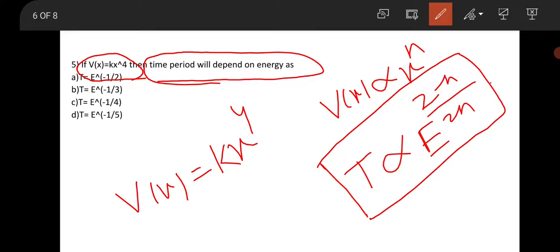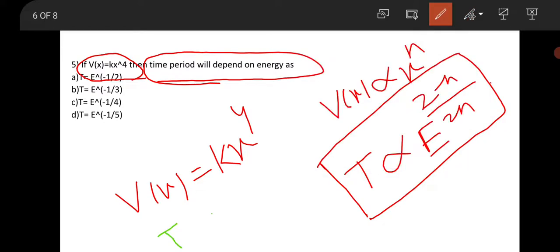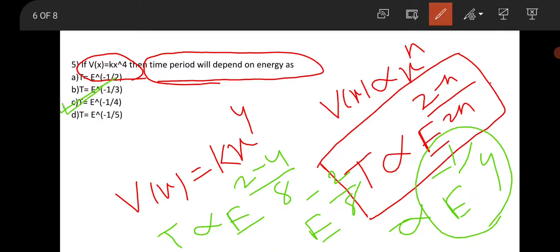You can make a note in your textbook, because most of the time this question comes in NET, GATE and JEST also. So if V(x) is proportional to x to the power n, then the time period will be proportional to E to the power (2 minus n) by 2n. So here in this case n equal to 4. So n equal to 4 means T will be proportional to E to the power (2 minus 4) by 8. So E to the power minus 2 by 8 will be proportional to E to the power minus 1 by 4. So the correct option will be E to the power minus 1 by 4. So option C will be the correct answer to the question.